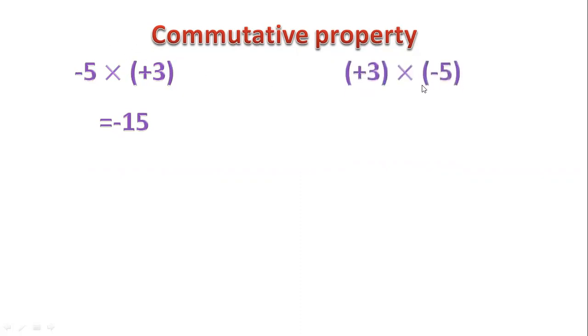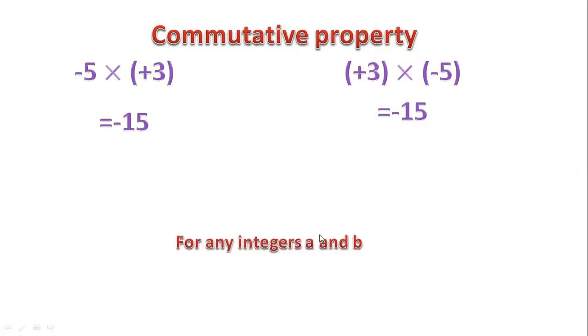Next property is commutative property. Take two numbers and multiply them. Minus 5 into plus 3. Here only one negative sign, so the answer will be minus. 5 3s are 15, minus 15. Now change the order of numbers. Write plus 3 first, then minus 5. Plus 3 into minus 5. What is the answer? It will be minus 15.